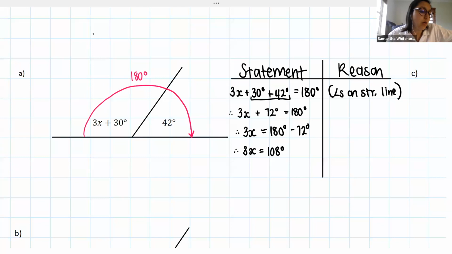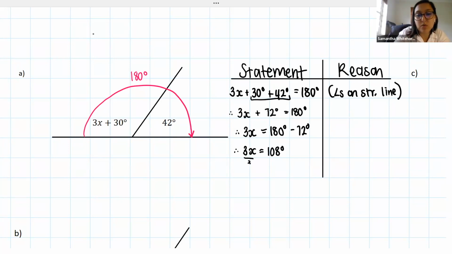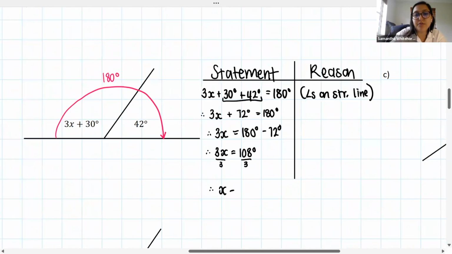Now remember, guys, our goal is to solve for x. We don't want the value of 3x, we want the value of x. And so again, using our inverse operations, we now want to divide both sides by 3 in order to get x alone. Let's get a calculator. I have so many calculators in my bag, I don't know why I chose to take the one that's in a pencil case, but anyways. So 108 divided by 3, thank you all of you who are on it, gives me an x value of 36 degrees.